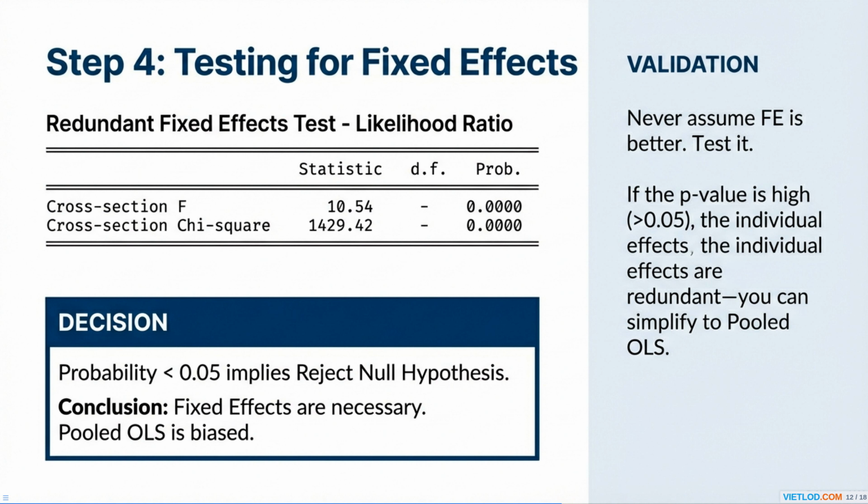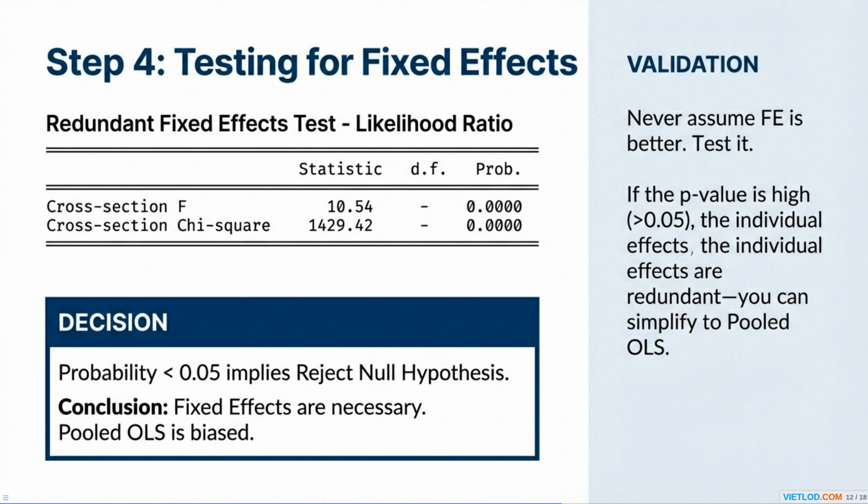Now we move to step 4, testing for fixed effects. This is where we run the redundant fixed effects test, often referred to as the F-test, to decide whether our panel data model needs to account for individual fixed effects, or if a simpler pooled OLS model is sufficient. The null hypothesis of this test is that there are no fixed effects, meaning that all individual specific effects are the same and thus redundant.